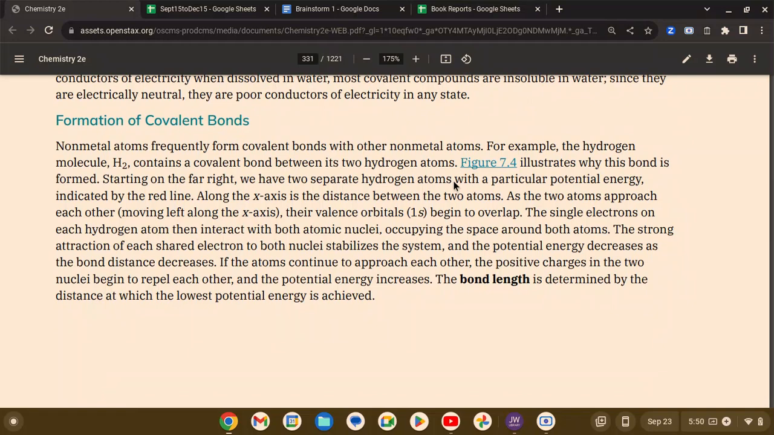The strong attraction of each shared electron to both nuclei stabilizes the system, and the potential energy decreases as the bond distance decreases. If the atoms continue to approach each other, the positive charges in the two nuclei begin to repel each other, and the potential energy increases. The bond length is determined by the distance at which the lowest potential energy is achieved.